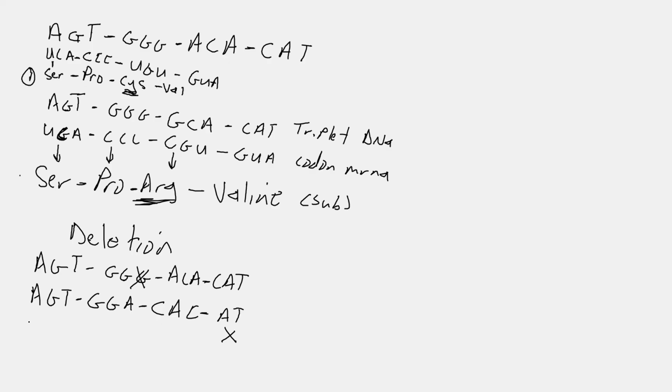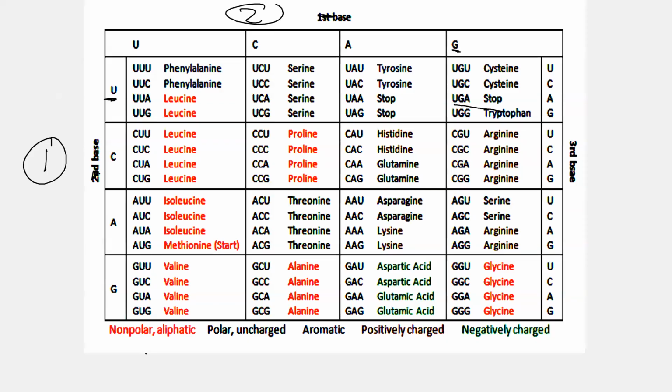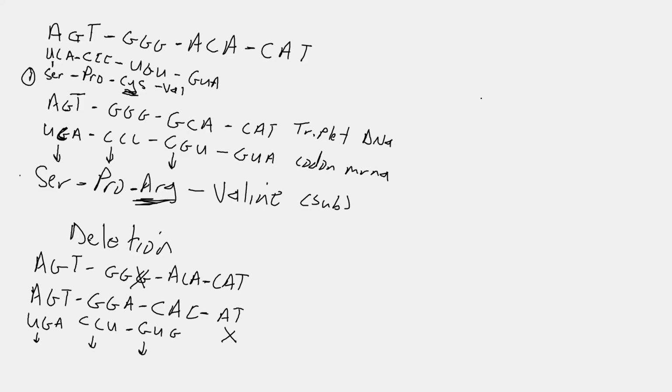So AGT, as usual, gives us the UCA for the mRNA, and we get GGA here instead of GGG. So that gives us CCU. The next one gives us GUG, and then nothing there. So what do we get from this? UGA is a stop codon.